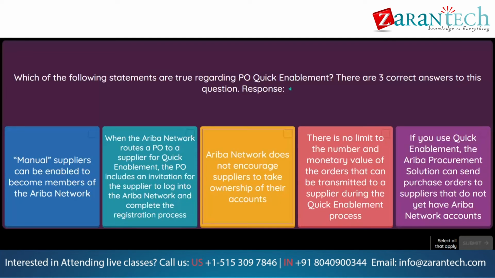Option 3, Ariba network does not encourage suppliers to take ownership of their accounts. Option 4, there is no limit to the number and monetary value of the orders that can be transmitted to a supplier during the quick enablement process. Option 5, if you use quick enablement, the Ariba Procurement solution can send purchase orders to suppliers that do not yet have Ariba network accounts.